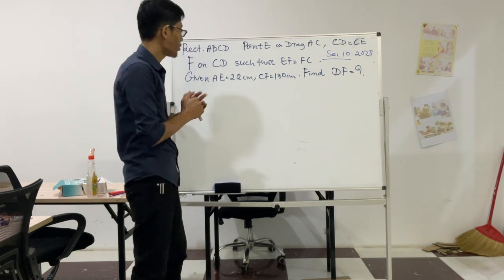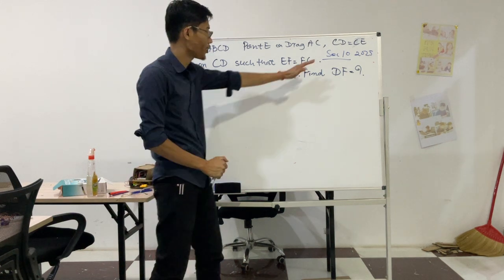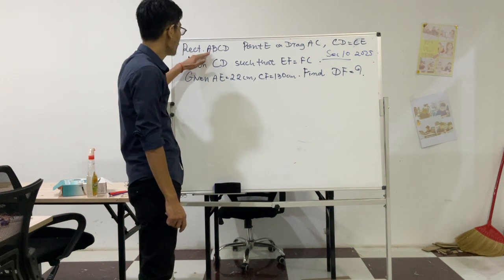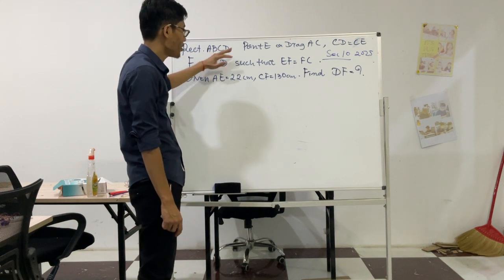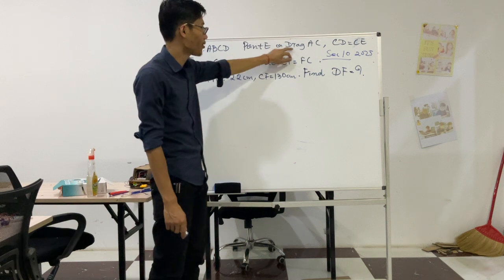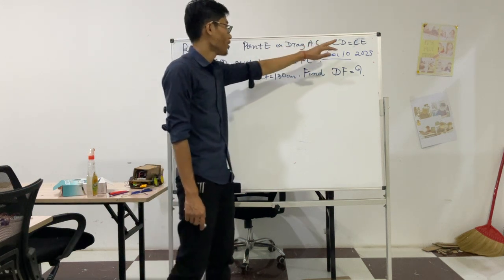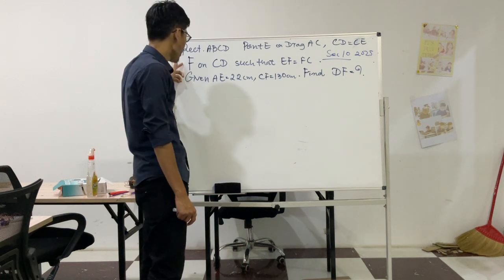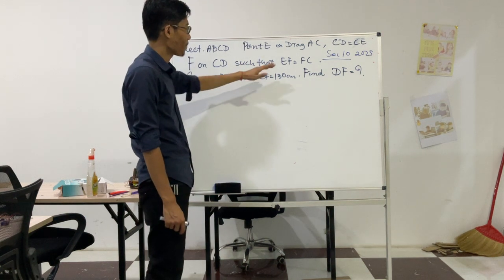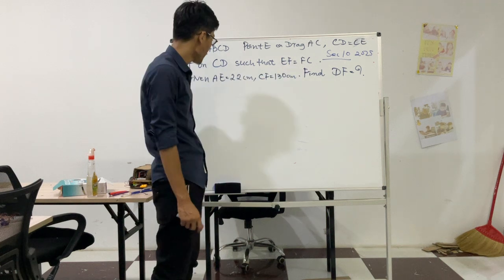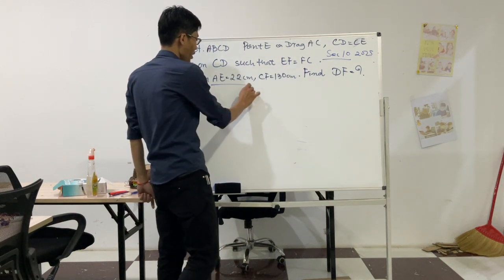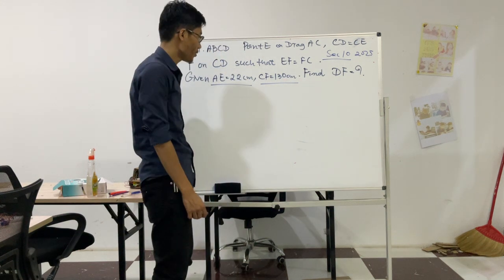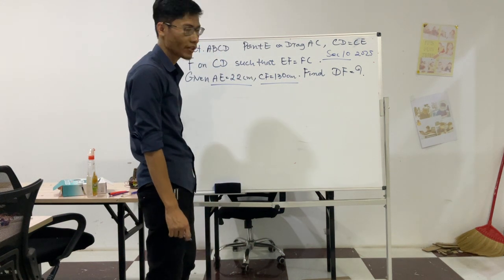So let's have this SASMO secondary 2025 problem. Given a rectangle ABCD, and point E is on diagonal AC. Given that CE equals CD. And then we have another point F on CD such that EF equals FC. If AE equals 22 centimeters and CF equals 130 centimeters, they want you to find DF.